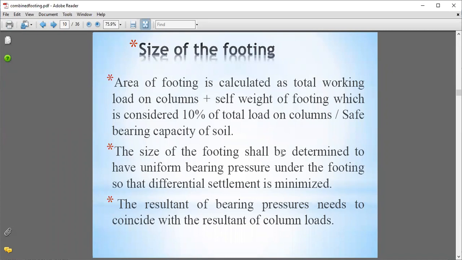The size of footing: if the cross section of the footing is square, then whatever area we get, we directly take the square root, and then we get both the dimensions, that is B and D. But if the footing is a rectangular footing, then we have to assume the width or the length. And based on this, we'll go for the second, that is the depth.